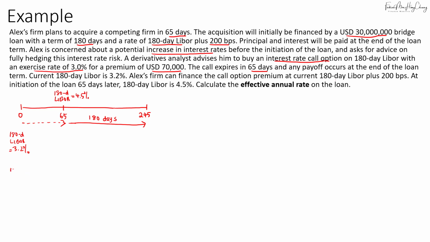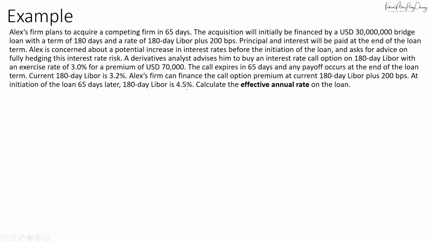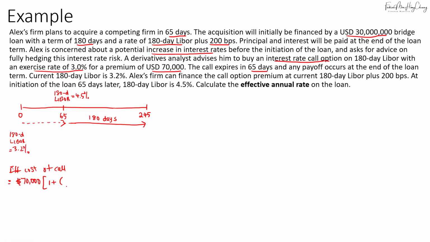So let's calculate here. The effective cost of the call is based on the premium, which is 70,000. So we'll take 70,000 multiplied by 1 plus the current rate, which is 3.2%, plus the spread of 200 basis points, and the call will be financed for 65 days over 360. So this will be equal to $70,657. This amount will be paid out at the end of day 65.